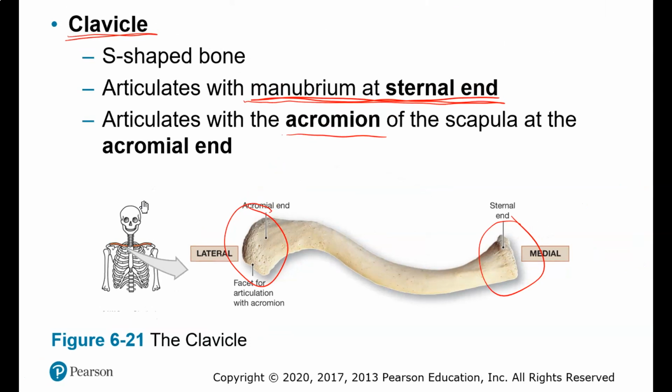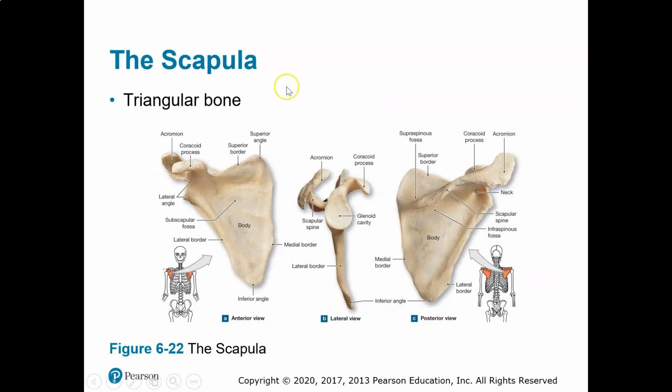And then the scapula is on this page here. So this is the acromion of the scapula. Here's another view of it, and here's another view of it. The other side is called the coracoid process, and then the glenoid cavity is where the head of the humerus articulates with the shoulder blade.